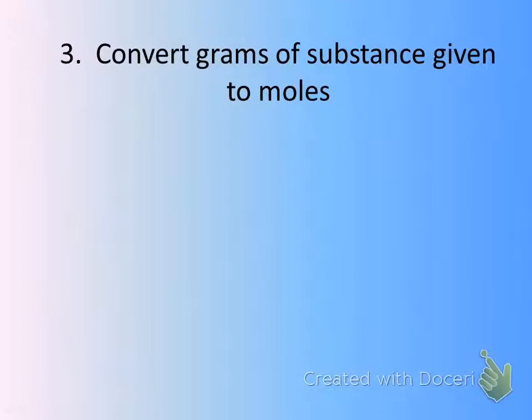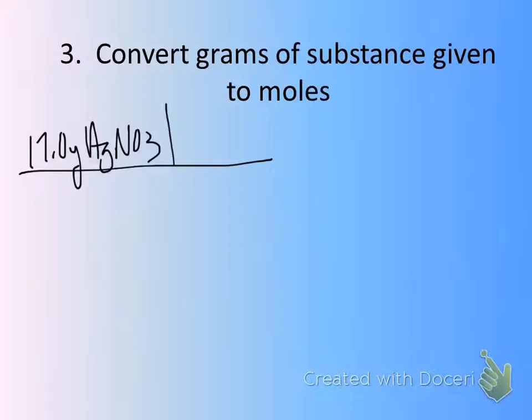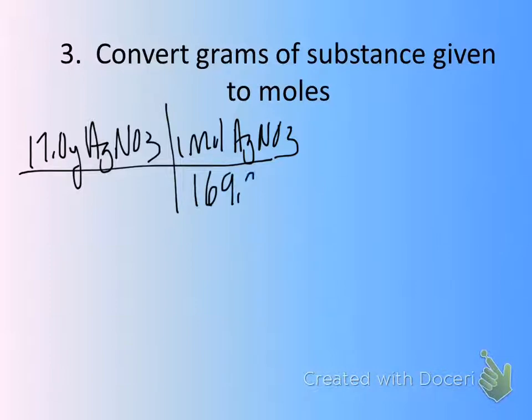So let's do that. Let's convert grams into moles. We were given 17.0 grams of silver nitrate. And we know if we have 1 mole of silver nitrate, and I look at the periodic table and I look at the mass of silver, nitrogen, and 3 oxygens, I see it comes up to 169.9 grams of silver nitrate.